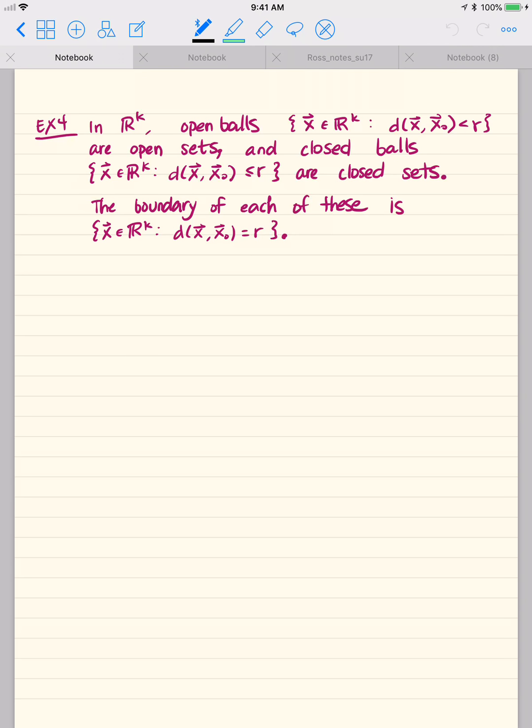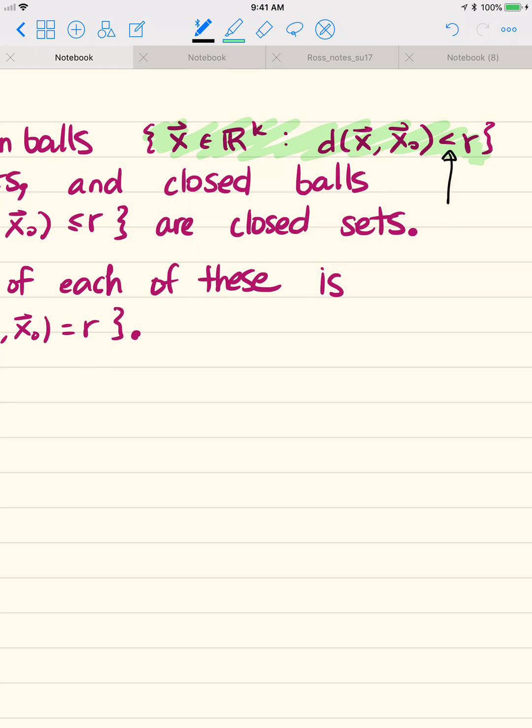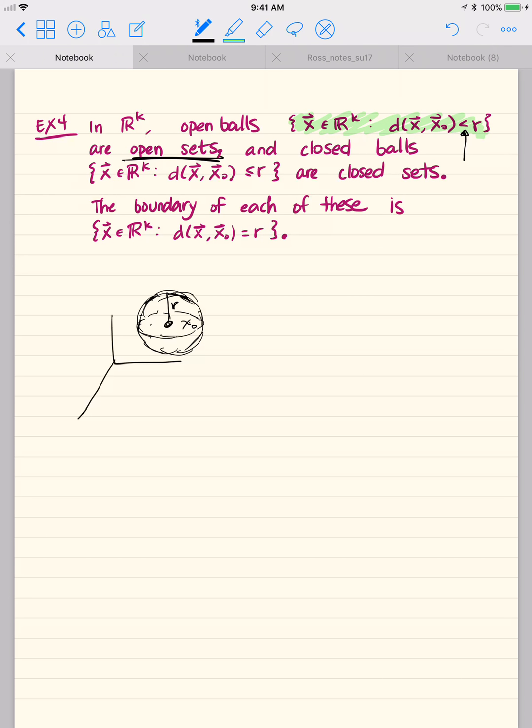All right. And then lastly, just to point out that in R^k, so in Euclidean space, the open balls are open sets. Let's see here, the most we can draw is k equal to 3. And this is saying, suppose you have some point x naught. Now, if you look at the ball of radius r, so this r is the radius of this sphere. And now, if you don't include these points that are exactly r units away, so notice this is a strict inequality, then you have an open set.